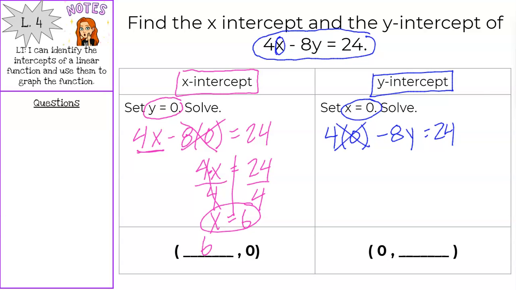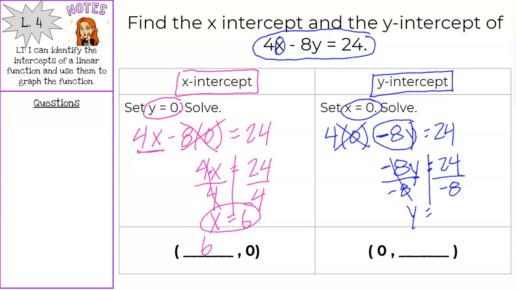Anything times 0 goes away. So we're left with, now please make sure you take that minus sign with the 8, because that's making it negative 8y equals 24. Don't forget the signs. So now we're going to undo that times by negative 8 with divide by negative 8 on both sides. And we get y equals, what is 24 divided by negative 8? That would be negative 3. So now we know our y-intercept is negative 3.